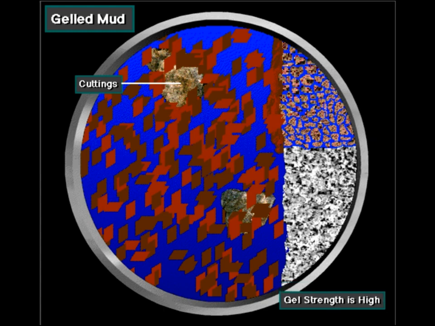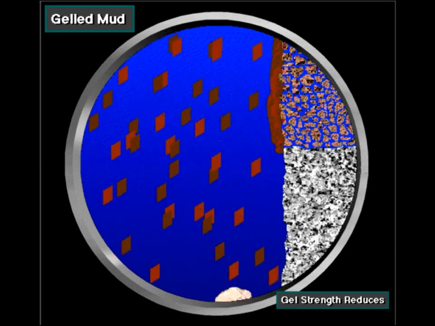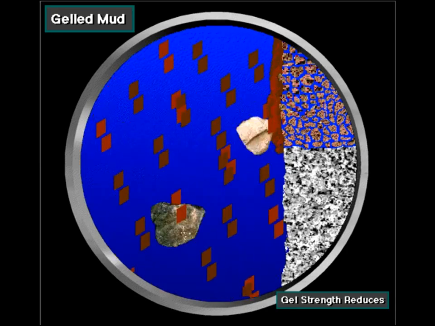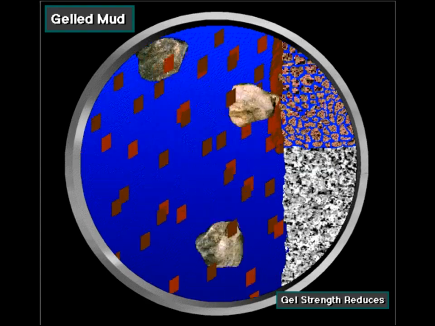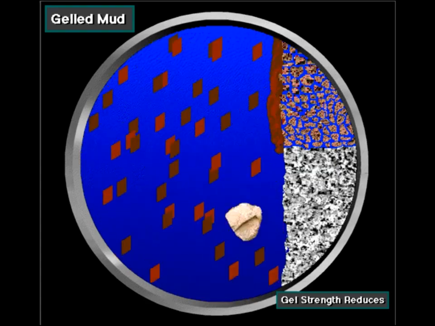The ability of a gel to keep the cuttings suspended is measured by its gel strength. When the driller starts the pump and resumes mud circulation, the mud's gel strength reduces, which allows the drilling fluid to flow easier.